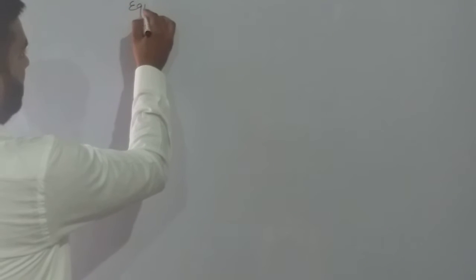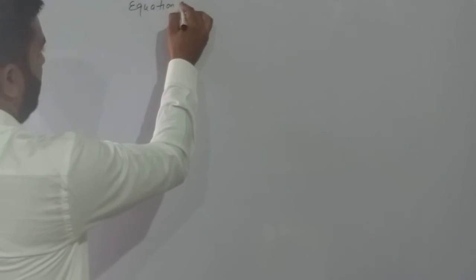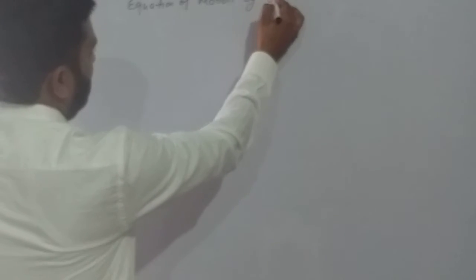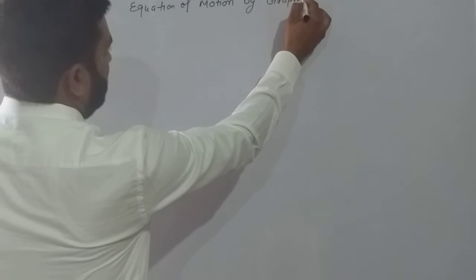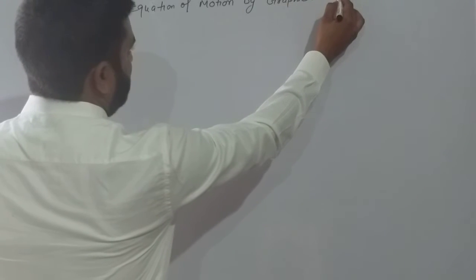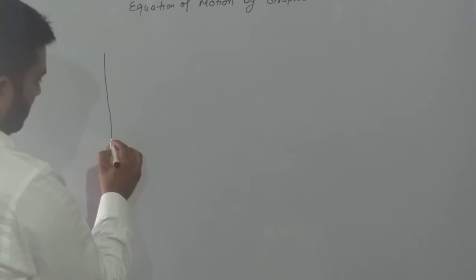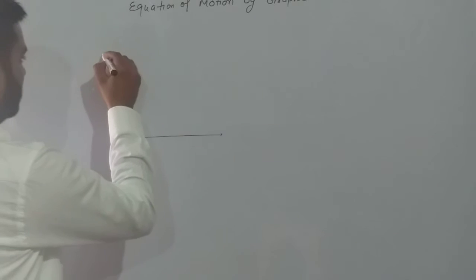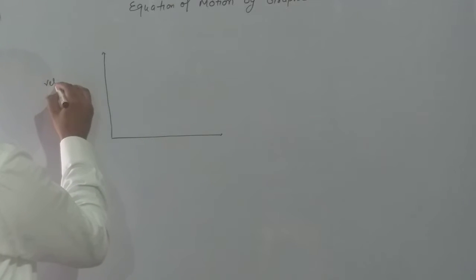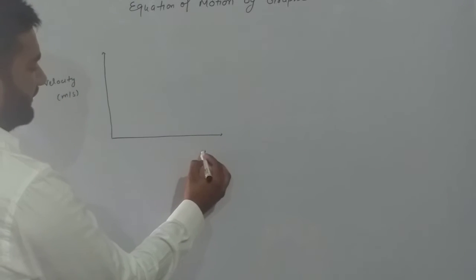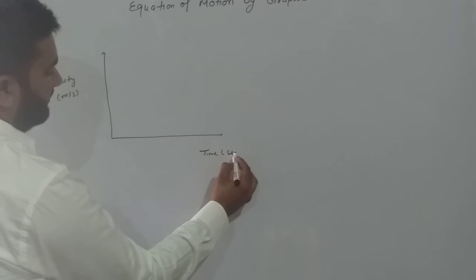Dear students, today our topic is equation of motion by graphical method. Dear student, let us consider this is the velocity time graph. This is the velocity axis, velocity in meter per second, and this is the time axis, time is measured in second.